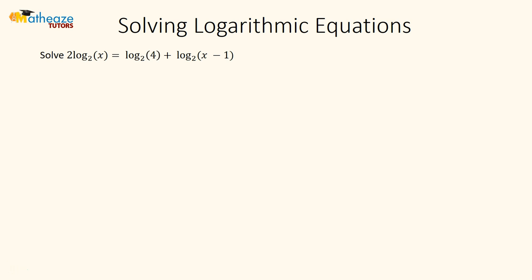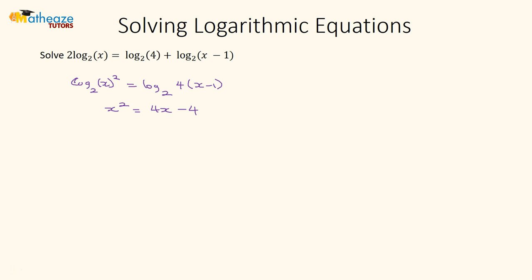So this can be rewritten as log to base 2 of x squared equal to log to base 2 of 4 multiplied by x minus 1. So now when we compare both sides, x squared equal to 4x minus 4.